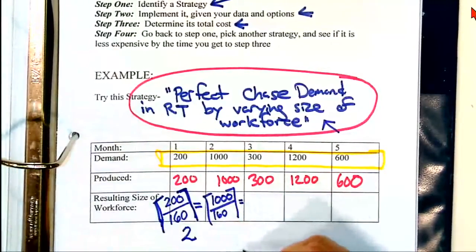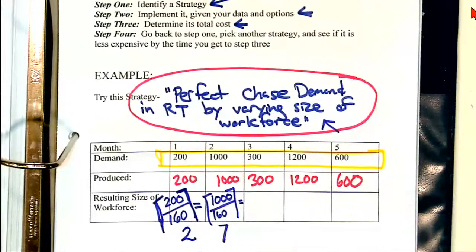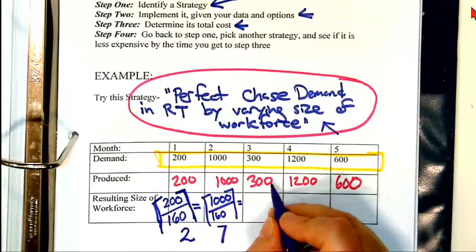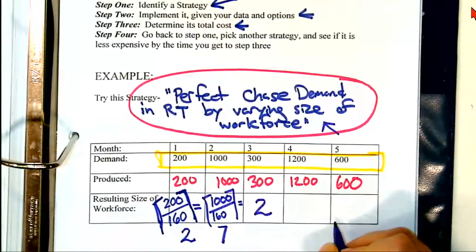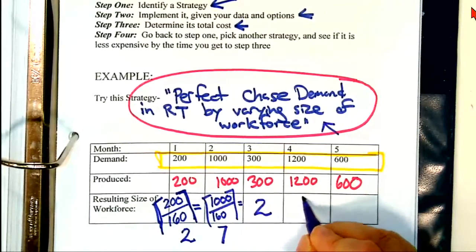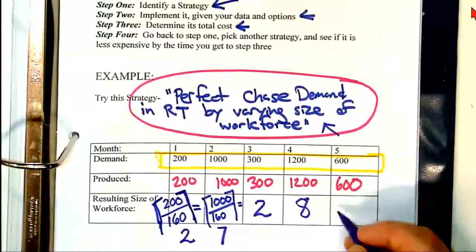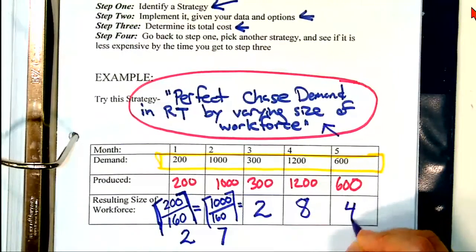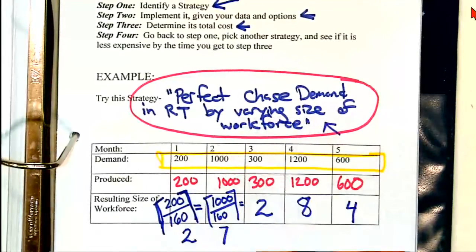Round that up. The second month we're going to be busier. My calculator reveals we need 7. Then here 300 divided by 160, but you have to round up. We're back to needing 2 people. The 4th month, 1,200 divided by 160, round up. That's that busy month, and you do need 8 people to cover that in regular time. And then 600 divided by 160, we would need 4 people to cover that. This is the implementation if you vary the size of the workforce exactly.